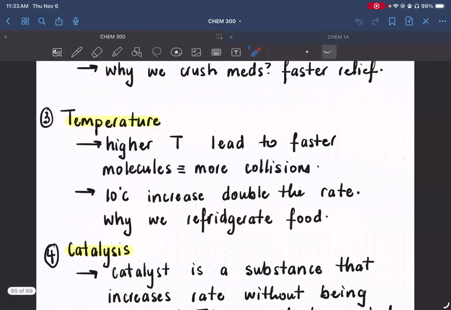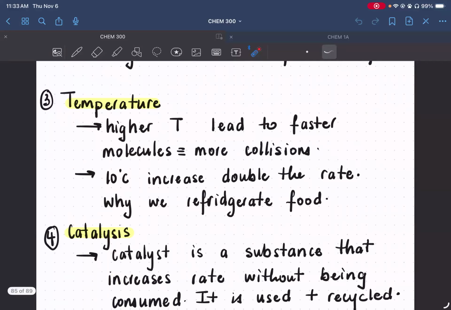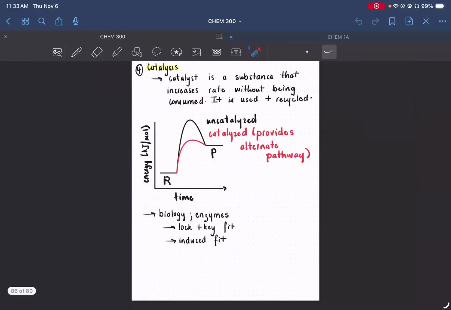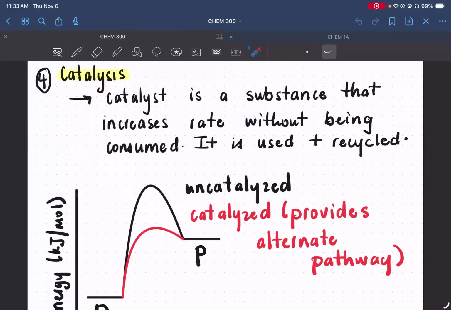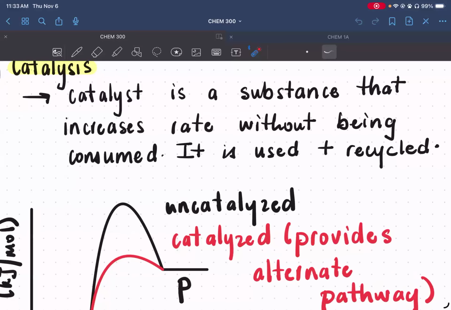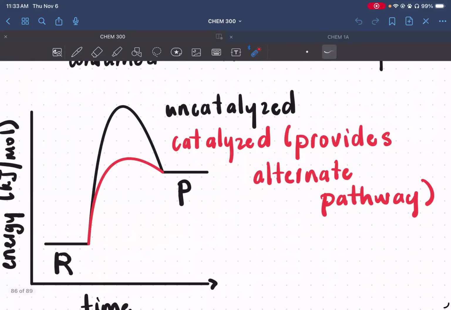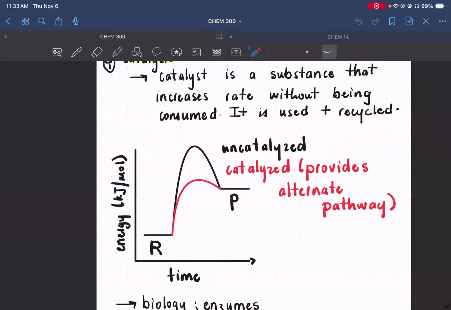We talked a little bit about temperature. We talked about how, generally speaking, a 10-degree increase doubles the rate. That's why we refrigerate food, to slow down the expiration process. Then we ended our discussion of factors with talking about catalysts. Just a brief reminder, a catalyst is a substance that increases the rate of a reaction without being consumed. It does so by providing an alternate, aka a shorter pathway, one that's easier to overcome.